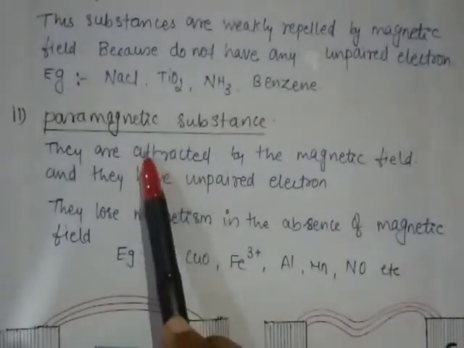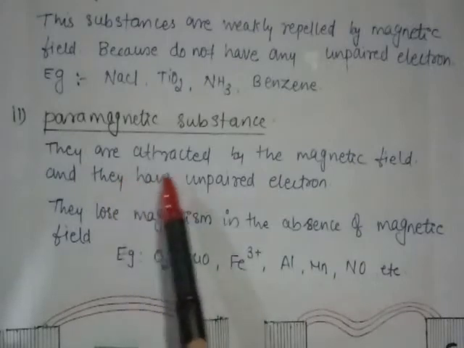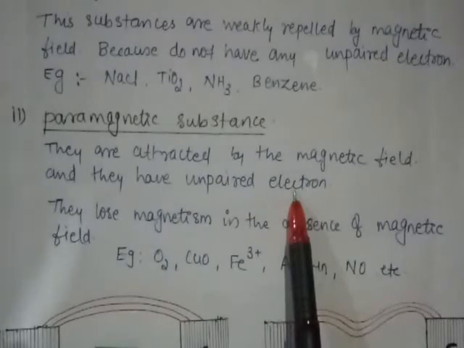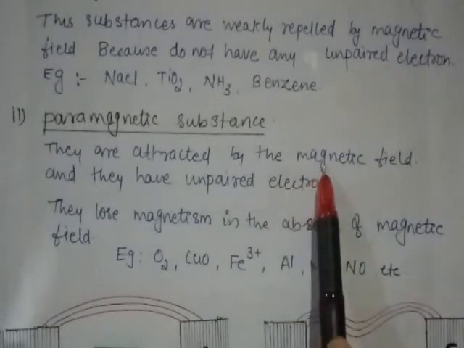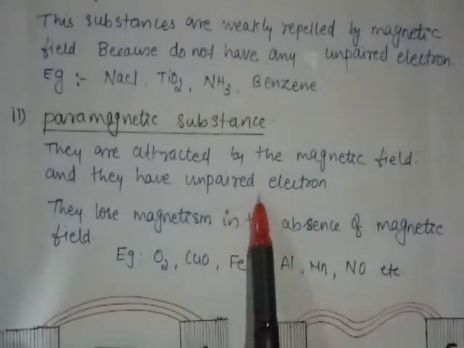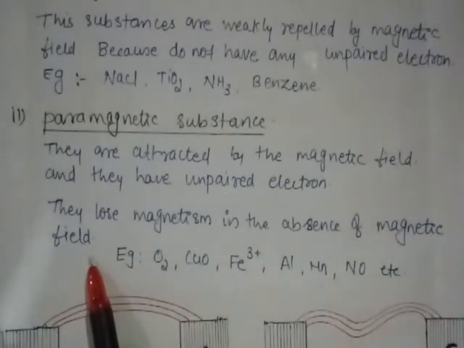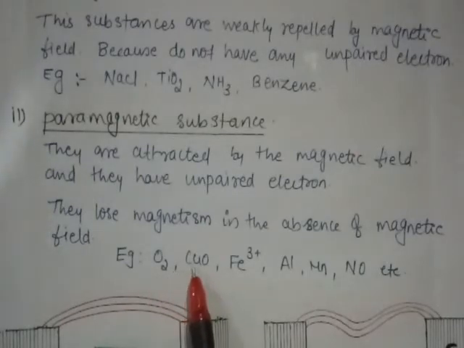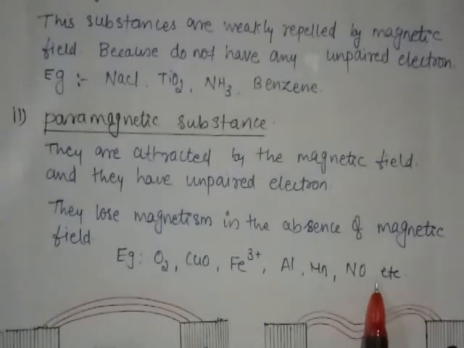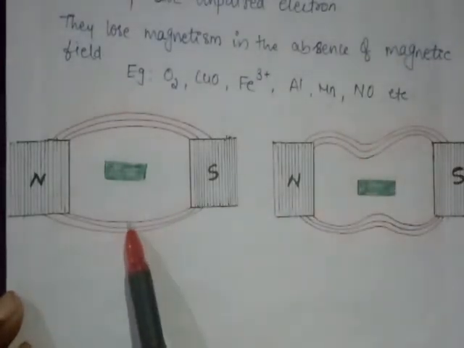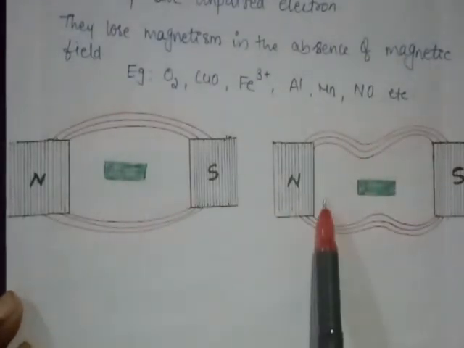The second one is paramagnetic substance. They are attracted by the magnetic field and they have unpaired electrons. So the paramagnetic substances are attracted by the magnetic field because they have unpaired electron. They lose magnetism in the absence of magnetic field. Okay. The examples are O2, CuO, Fe3+, Al, Mn, NO, etc. So this is the diagram of diamagnetic substance and paramagnetic substance. Okay.